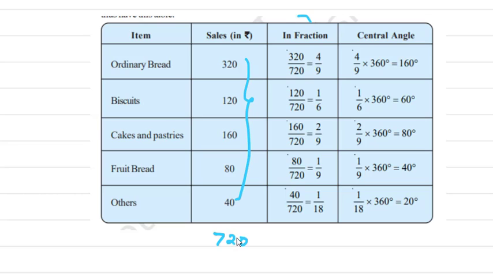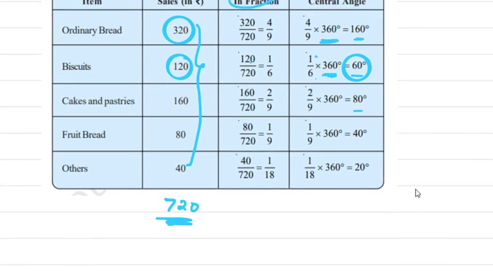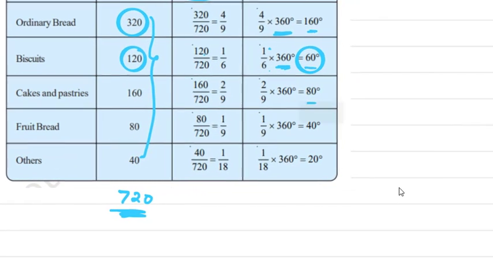For finding the fraction, take this value divided by 720 and you will get the fraction. After that the process will be the same, just 4 by 9 into 360. So you will get these angles. Okay, for the second fraction, 120 divided by the total, that is 720, and then you will get the fraction. Then fraction into 360, you will get the required angle. So like this you will obtain the angles, and after that you can draw the pie chart.